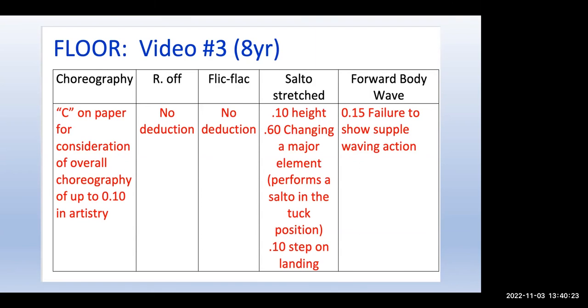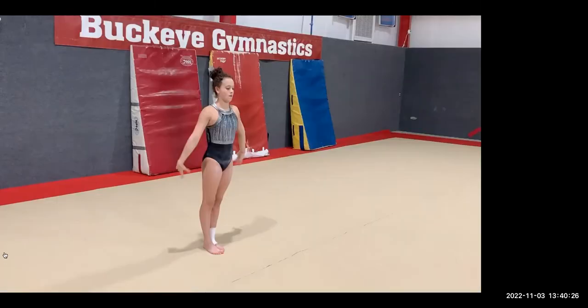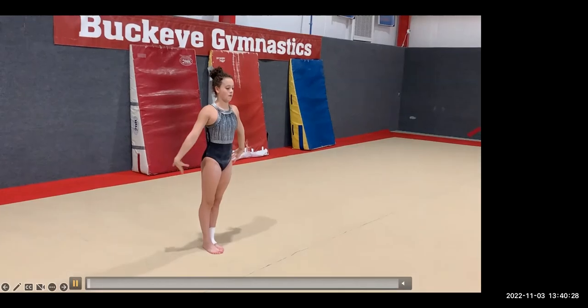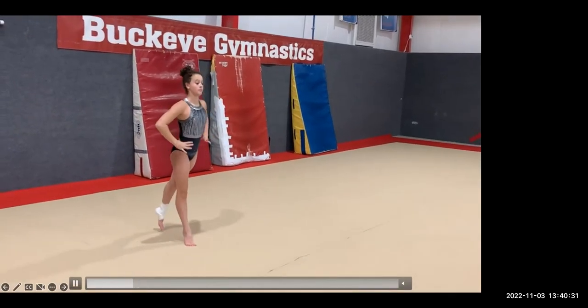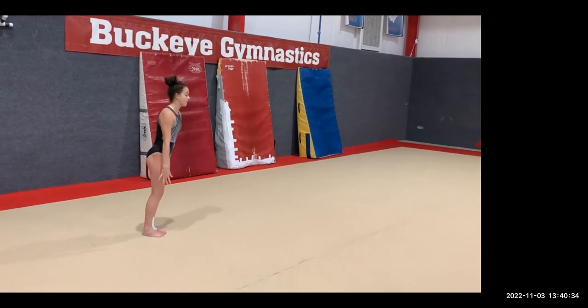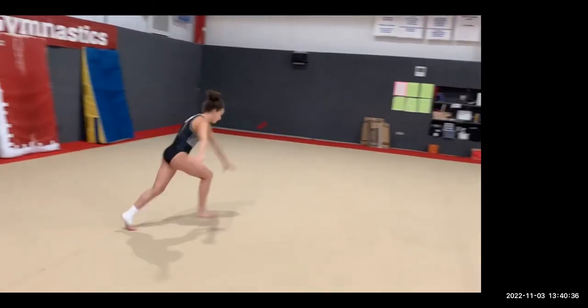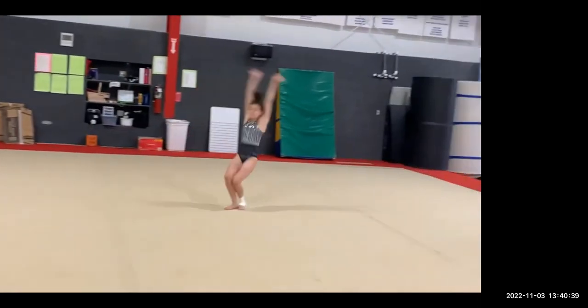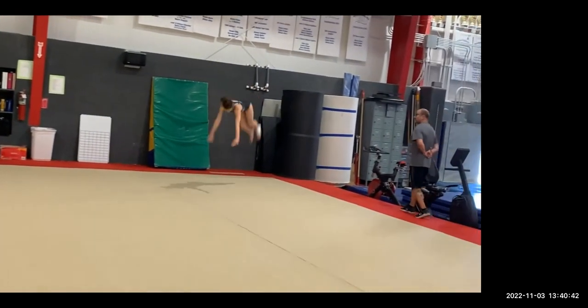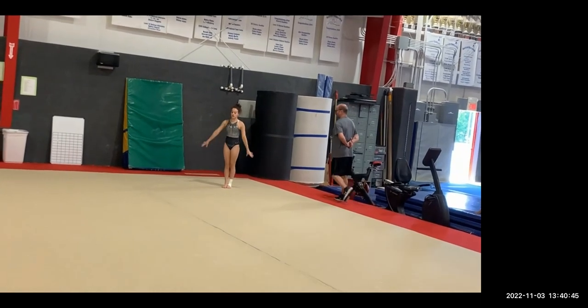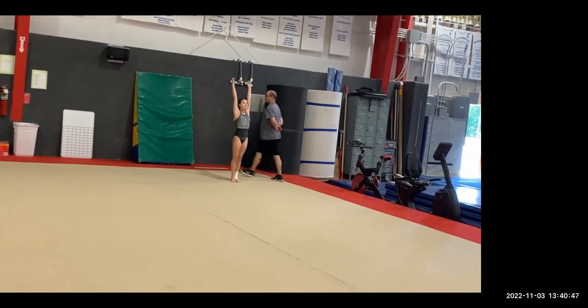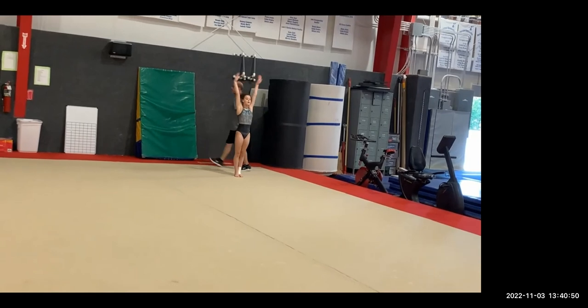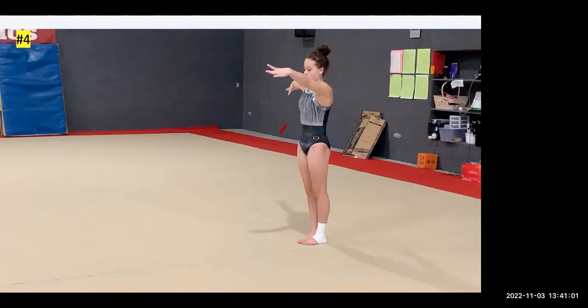Slow motion. Not much for choreography, just 2 steps. Round off, your flick flack, and then there's your salto, and there's that strange man in the back. Body wave, she circles her arms, but there's really not much wave. I'm not going to argue with you if you said 2/10. Okay, going on to number 4.